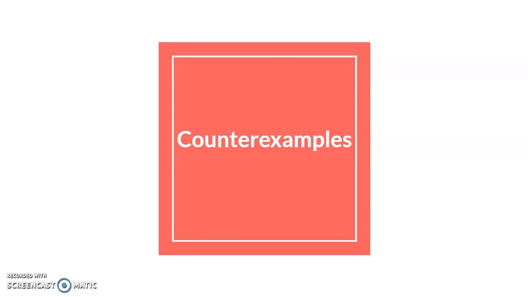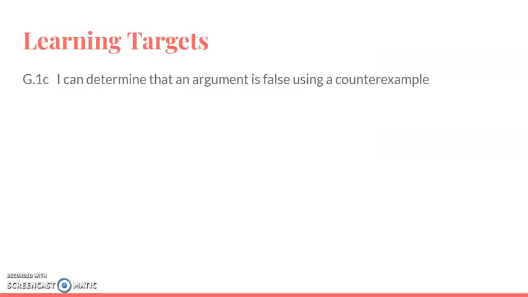So when we were looking at translating into symbolic form and our conditional statements, we were talking about the truth value of them. And we're going to now look at something called counterexamples that can help us figure out the truth value of a statement. So we are going to look at this learning target. I can determine that an argument is false using a counterexample.